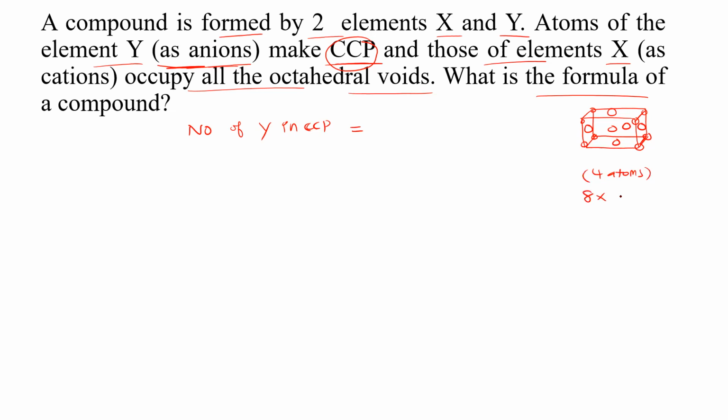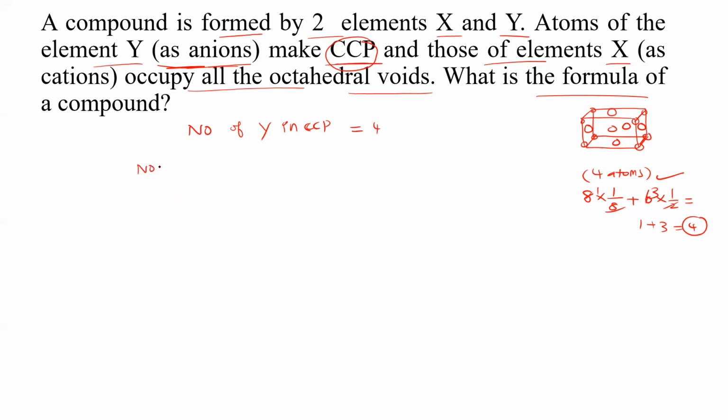8 corner atoms are there. One corner atom's contribution is 1 by 8. We already discussed the number of atoms per unit cell. Then 6 face-centered atoms are there. One's contribution is 1 by 2. So if you solve this, you get 1 plus 3, that is equal to 4. 4 atoms per unit cell. We know the value is 4. You can take it as 4.